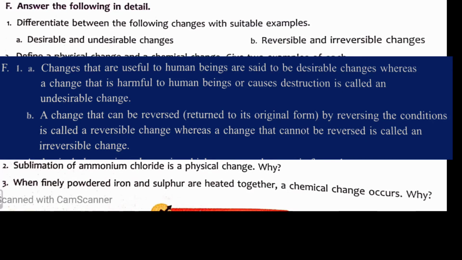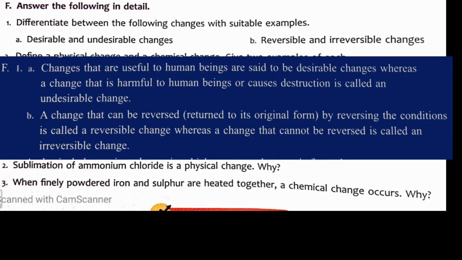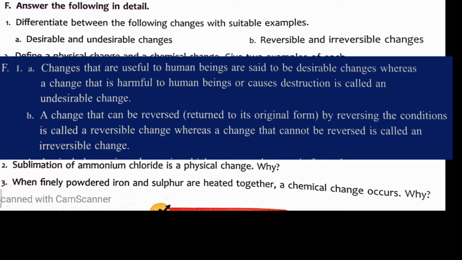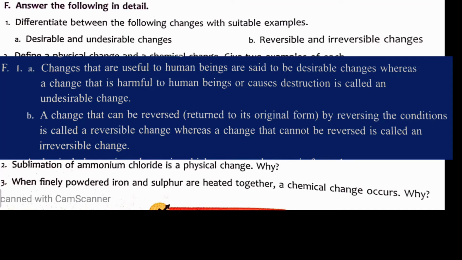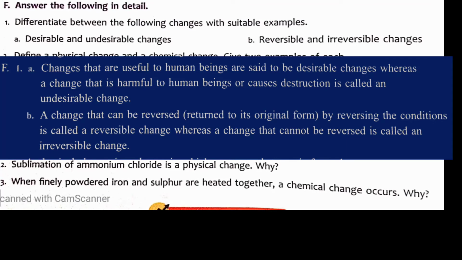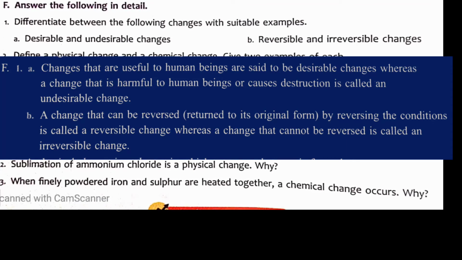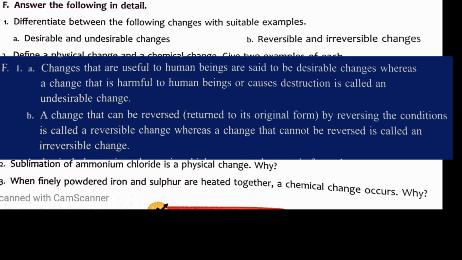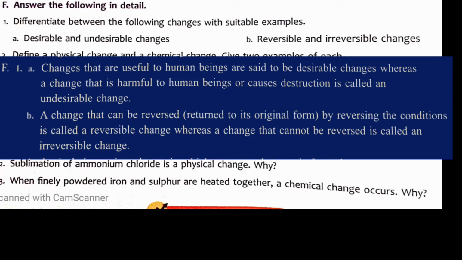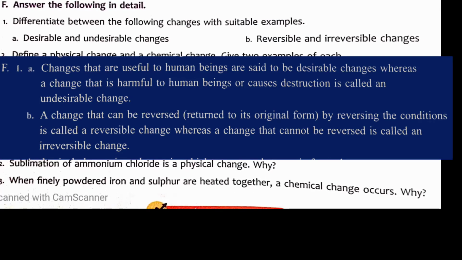B. Reversible and irreversible change difference. A change that can be reversed or returned to its original form by reversing the condition is called a reversible change, whereas a change that cannot be reversed is called an irreversible change.